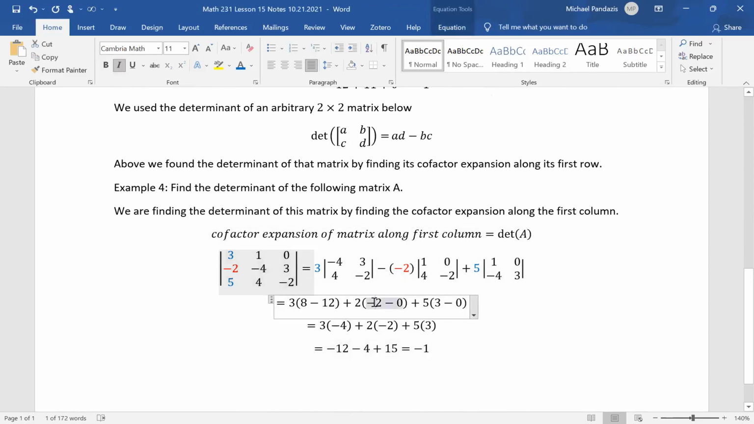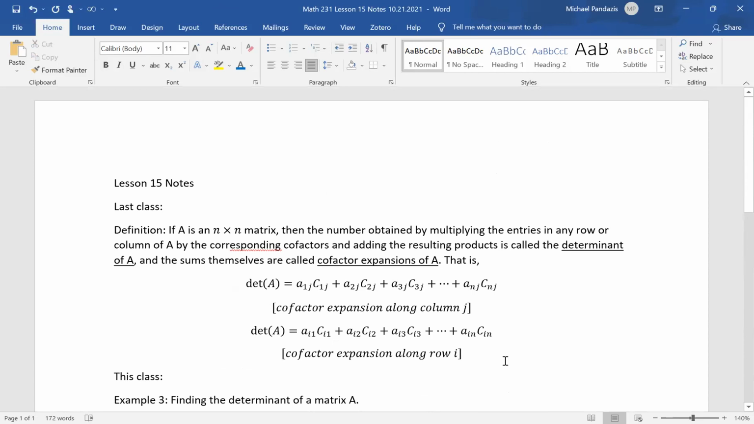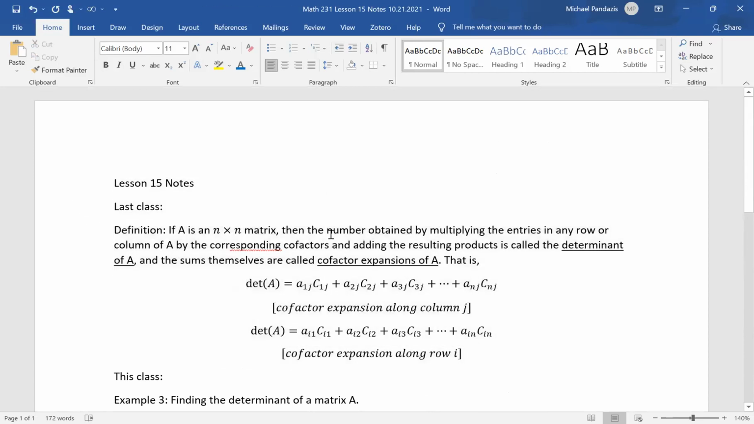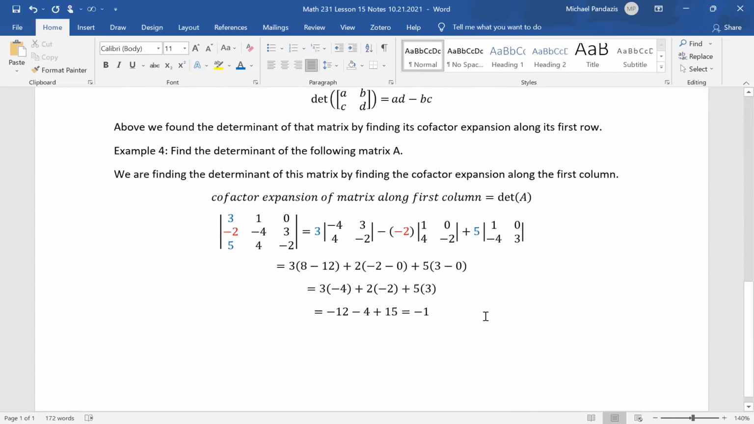And so our answer is the same, even though we chose the first column instead of the first row. This definition says that the determinant is the same as any cofactor expansion. In last class, we showed that every cofactor expansion of any row or any column gives you the same number. And you see that happening in this example.